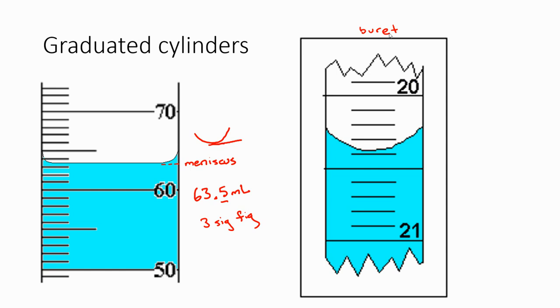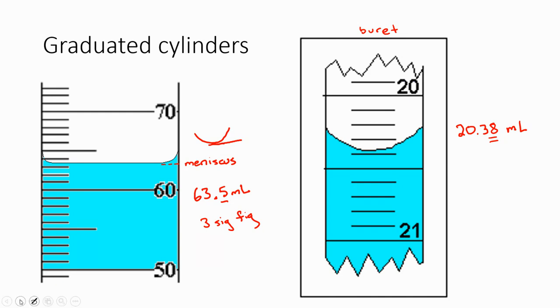We're still going to read from the bottom of the meniscus. This time we're going down from 20, not to 30, but from 20 to 21. And so as I look at this, this seems to be between 20.3 and 20.4. I'm going to write the digits I'm certain of, 20.3. And I'm going to guess that last digit. It seems to be closer to 20.4. So I'm going to say 20.38 milliliters. I can guess to the hundredths place. This is a higher quality instrument than the first graduated cylinder because it has a mark every 10th of a milliliter as opposed to every 1 milliliter.